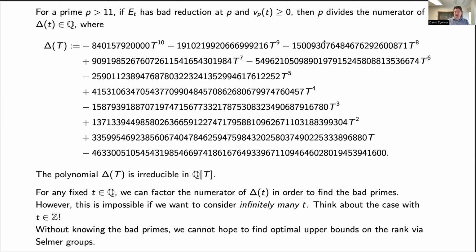But just think about plugging integers in and figuring out how it factors. It's a very hard thing to do. And so without knowing the bad primes, I can't compute Selmer groups, and my upper bounds aren't going to give their actual rank. Again, in our earlier case, this factored linearly.